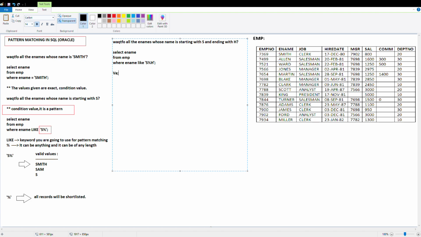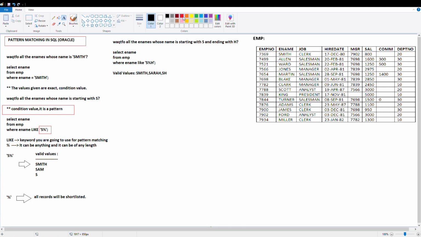So what are the valid values that can get shortlisted? Okay, what will be the valid values? Try to understand. Let's say Smith is there, that is a valid value. Let's say there might be a name Sarah, that is a valid value. These are the valid values. Let's say if there is a name called just SH, even this will get shortlisted, because percentage can be anything. Got it?